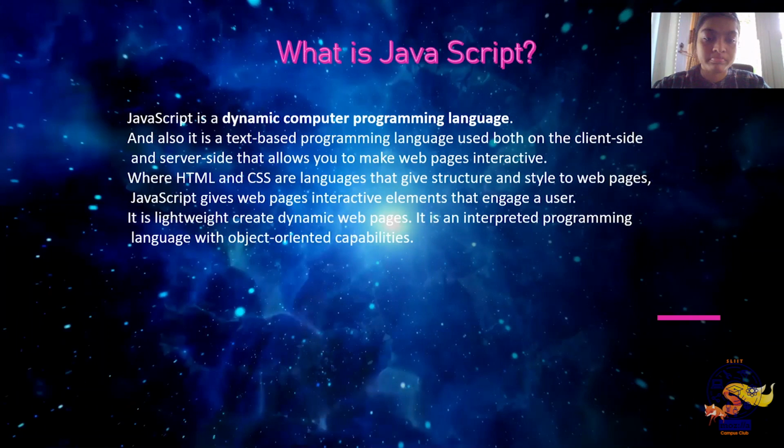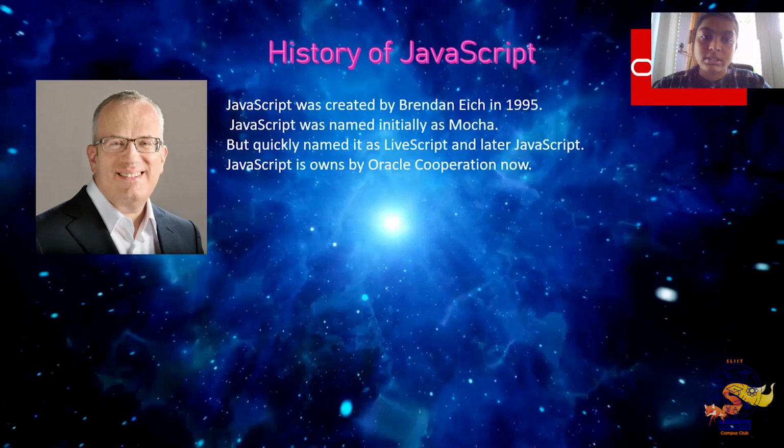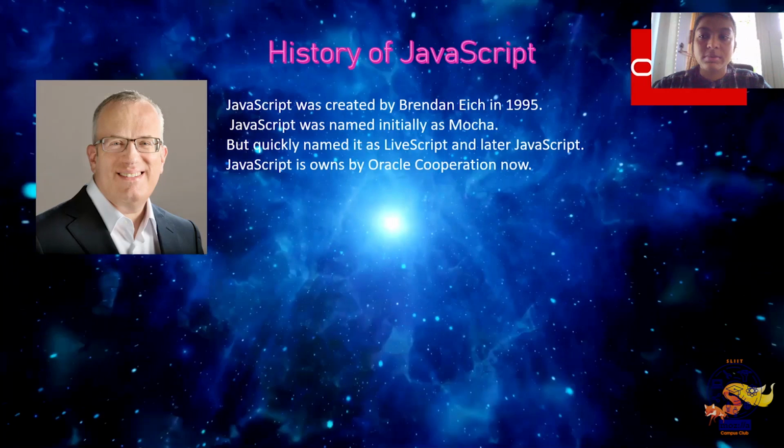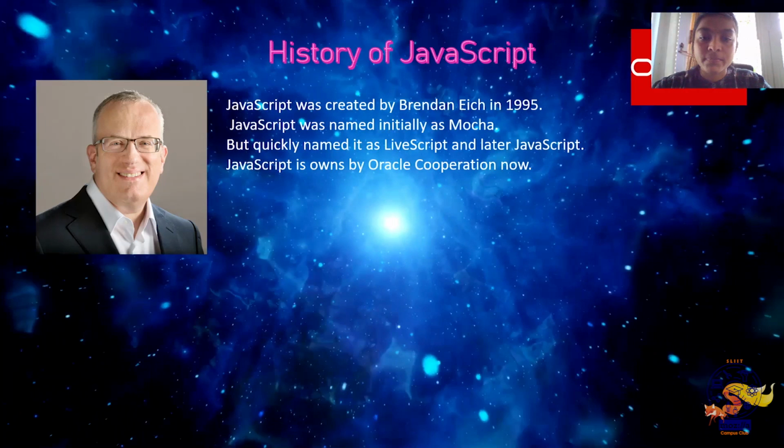Let's move to the history of JavaScript. JavaScript was created by Brendan Eich in 1995. JavaScript was named initially as Mocha, but then it was named LiveScript and later it was named JavaScript. Today, JavaScript is owned by Oracle Corporation.